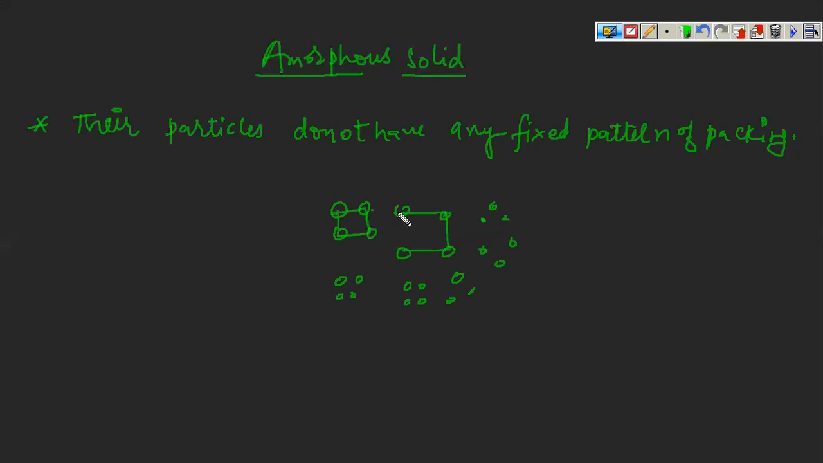But they are different. They are not the same, they are different. If they are the same, it becomes a crystalline solid. If they are different, they are amorphous solids. So here every region has its own packing. In the case of amorphous solids, every region has a different packing. So they don't have any fixed pattern of packing throughout the solid. Every region has a different packing of particles.